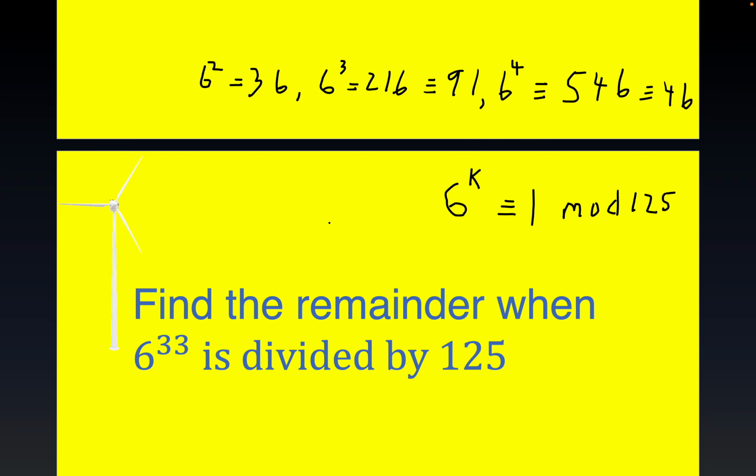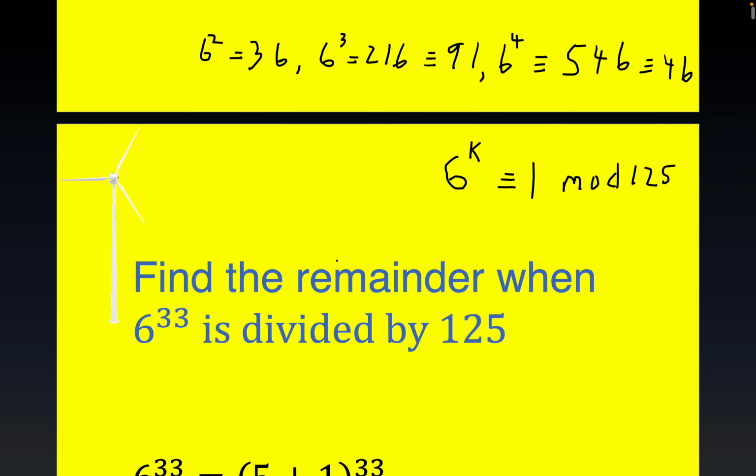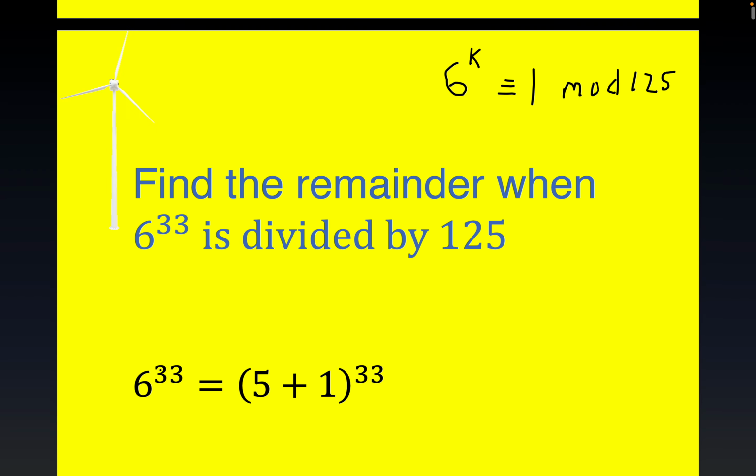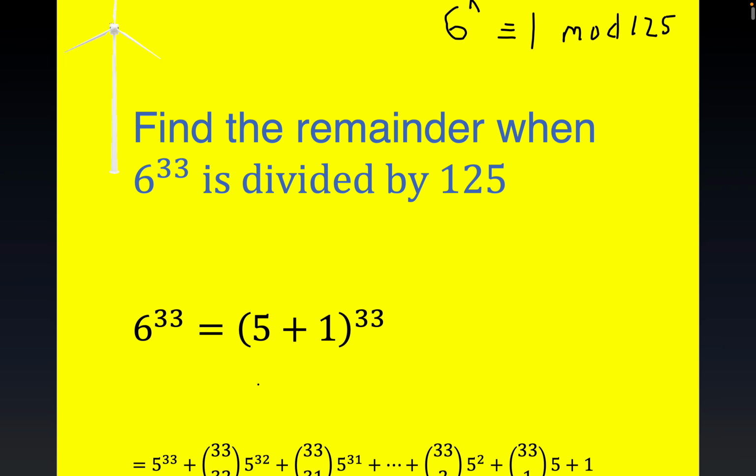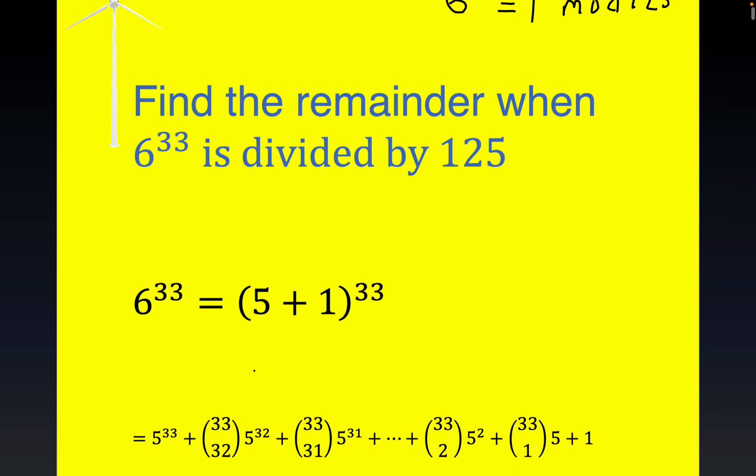So let's look at another approach. And even if you just worked with that, you would still have 6 to the 25th. You would still have 6 to the 8th to reduce. All right, so what we're going to do is a completely different approach. It's called the binomial theorem. And you can see it's very useful to consider this because you have this gorgeous 5 sitting here, which is the only factor of 125.